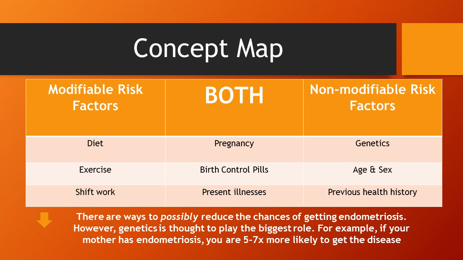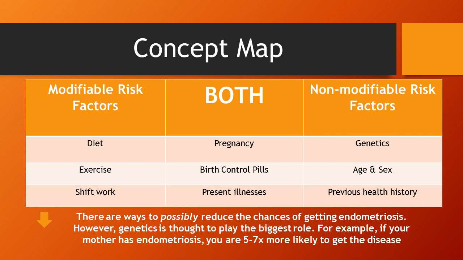A woman does not have control over genetics, the fact that she is a woman, or that she is 30 years old, or her previous health history. Okay, but some factors are listed in that middle column because they could fall into either category, and it's dependent upon a person's culture. For example, early and frequent pregnancy is supposed to decrease your chances of getting endometriosis, but this may not be the best choice for prevention. Also, some women are not able to get pregnant, so this would make it non-modifiable.